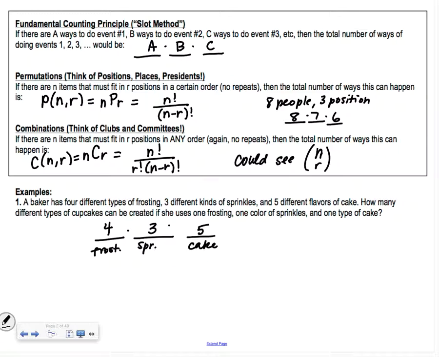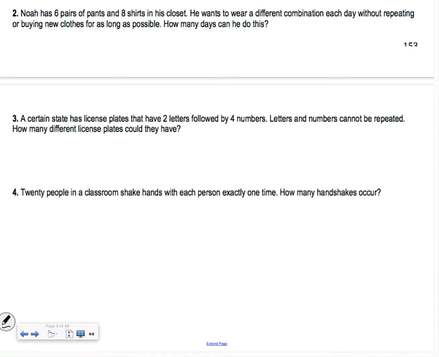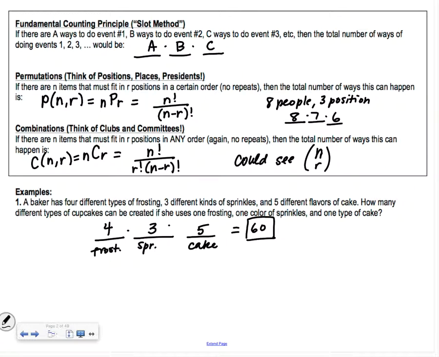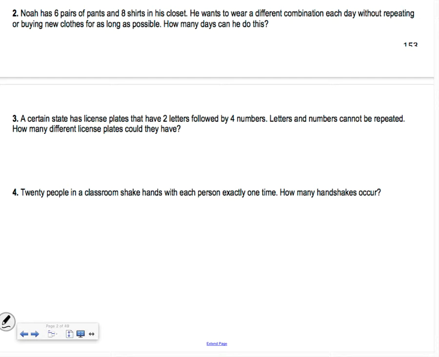60. So there's 60 different cupcakes that she can create. Yum, cupcakes. All right, good on that one? We like the slot method, right? All right, Noah, you're up.